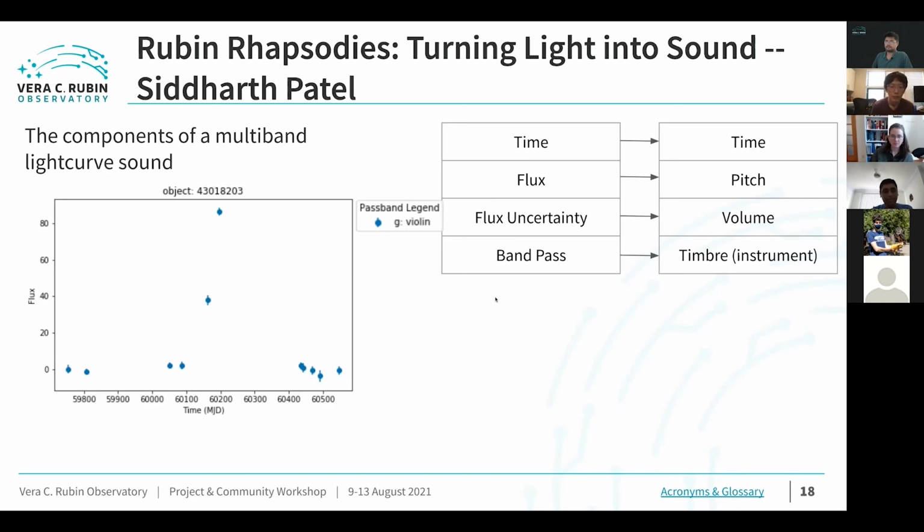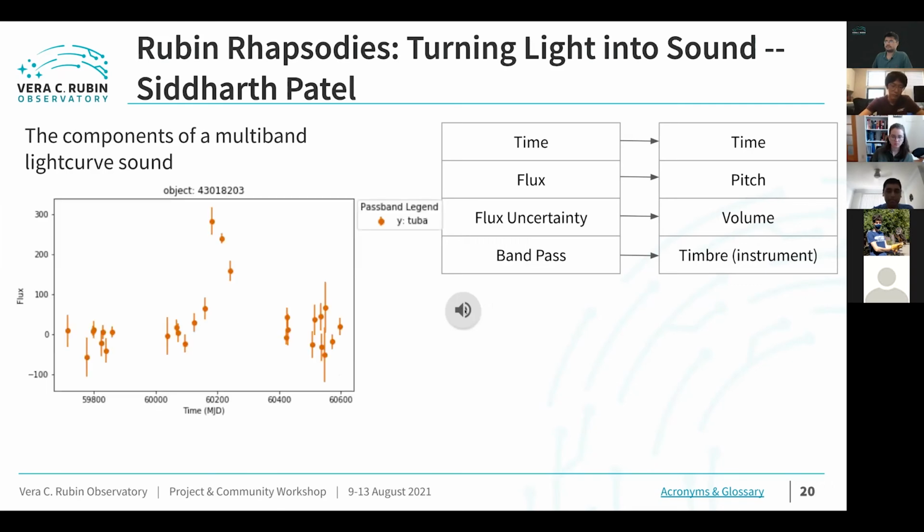The last sonification was quite complex and confusing, so I have two more sonifications with the exact same feature mapping, however, played with only one bandpass. So here, the Y bandpass was played and it was given the tuba as its instrument. This is because the tuba has a lower pitch range, so we decided to map it to lower wavelengths. Next slide.